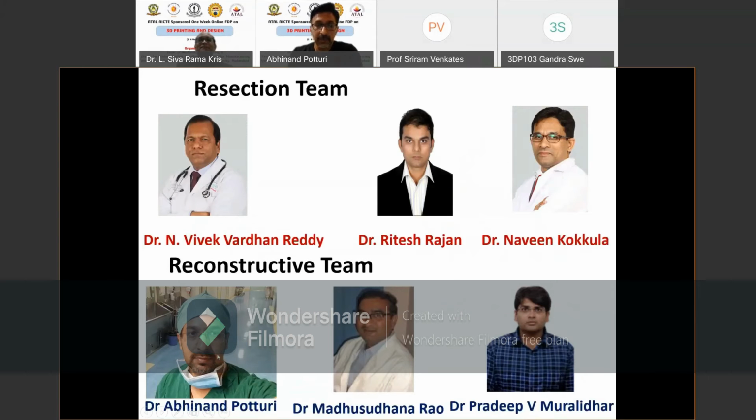Usually I am involved in the reconstruction part, so we are a reconstructive team, and this is a resection team who do the removal of the tumor. We are the reconstructive team where we reconstruct. That's why I am more involved in 3D technology, because I am the one more involved in reconstruction. Whereas resection people, what is their job? They just remove the tumor and throw it in the dustbin. But our job is to reconstruct the entire thing.